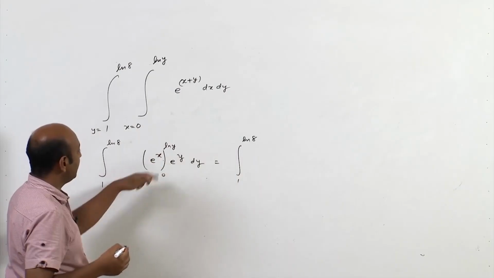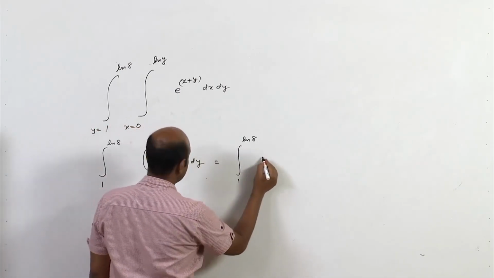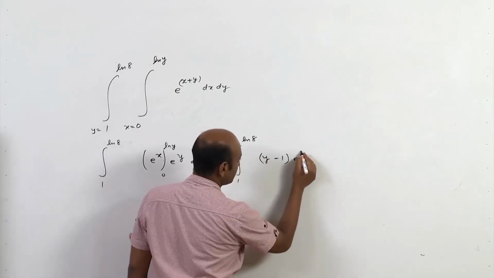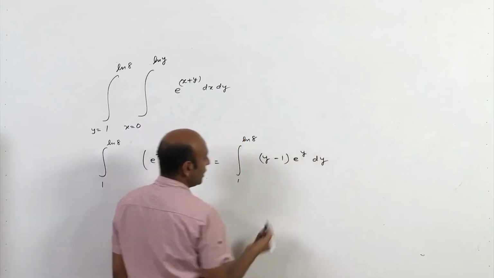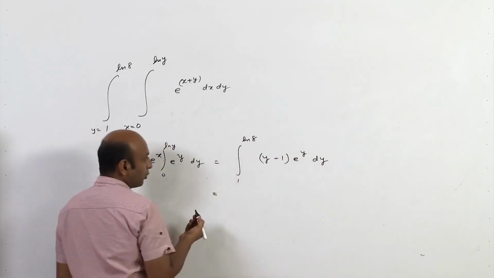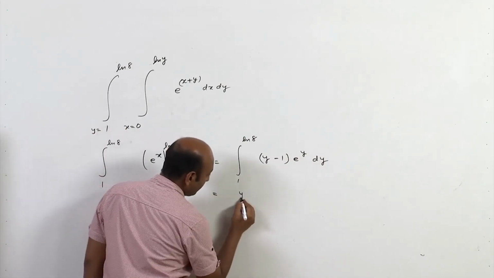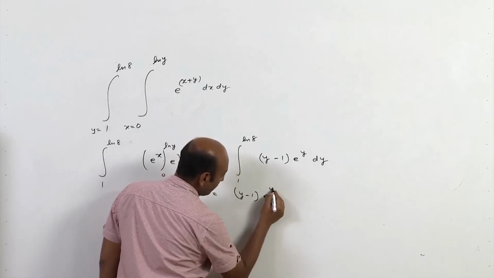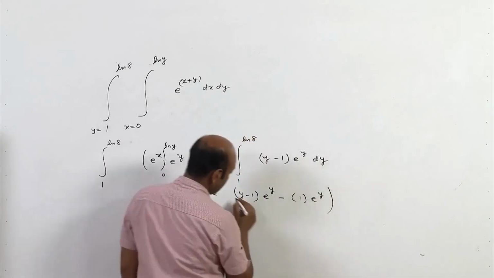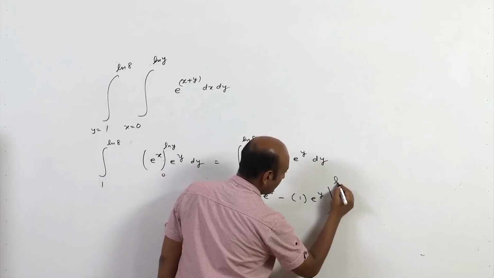Now, when x is ln y, it becomes y, and at 0 it is 1, and it is e raised to power y dy. Now, you can simply integrate this using the product rule. So, it is first as it is, then e raised to power y, minus the derivative of this, which is 1, times the integral of this, which is y. So, this is from 1 to e raised to ln 8.